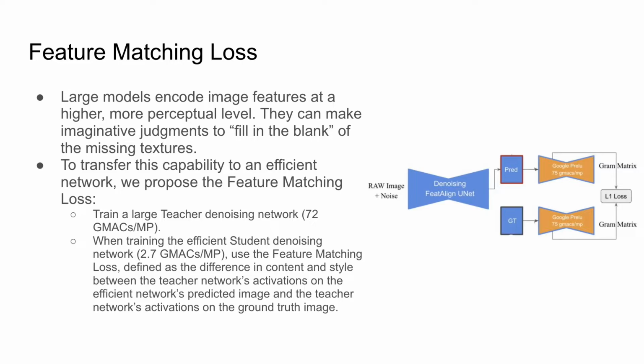And this loss is defined as the difference in content and style between the teacher network's activations on the efficient network's predicted image and the teacher network's activations on the ground truth image. And we find that using a loss like this that combines elements of a perceptual loss with knowledge distillation is able to transfer the knowledge that large networks have to the efficient network.